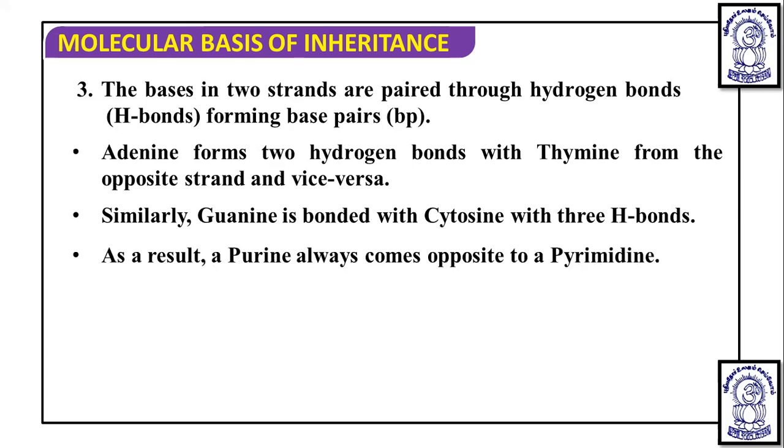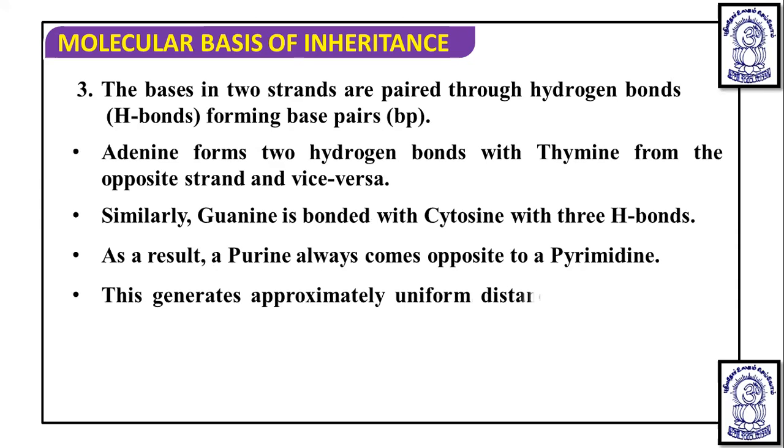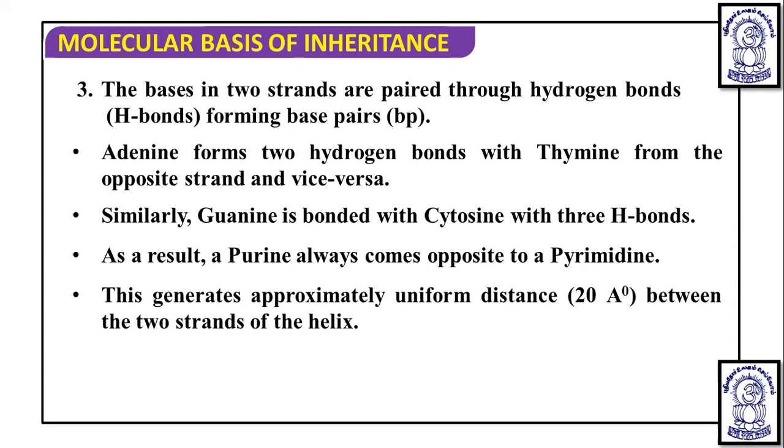And as a result, the purine always comes opposite to the pyrimidine. And this generates an approximately uniform distance because purine and pyrimidine always come opposite to each other. So this generates an approximately uniform distance, that is 20 Angstrom, between the two strands of the helix.